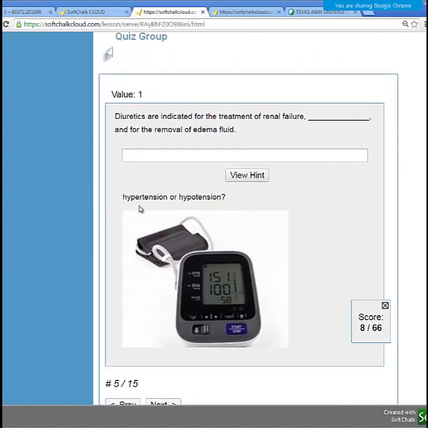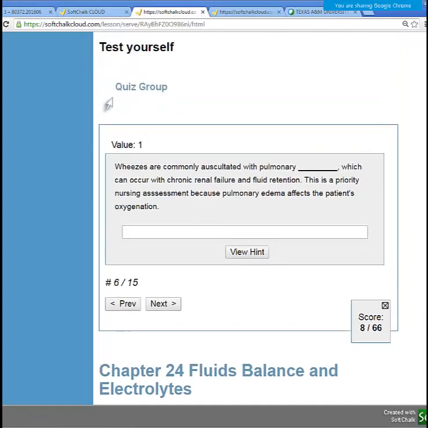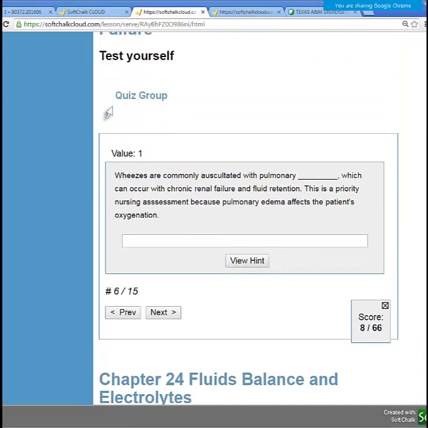So are they used for hypertension or hypotension? That's pretty easy, right? If we have somebody with hypotension, don't give their diuretic. If their blood pressure is less than 100, if their blood pressure is abnormal and it's too low, do not give the diuretic. Do not give the hypertension medicine.